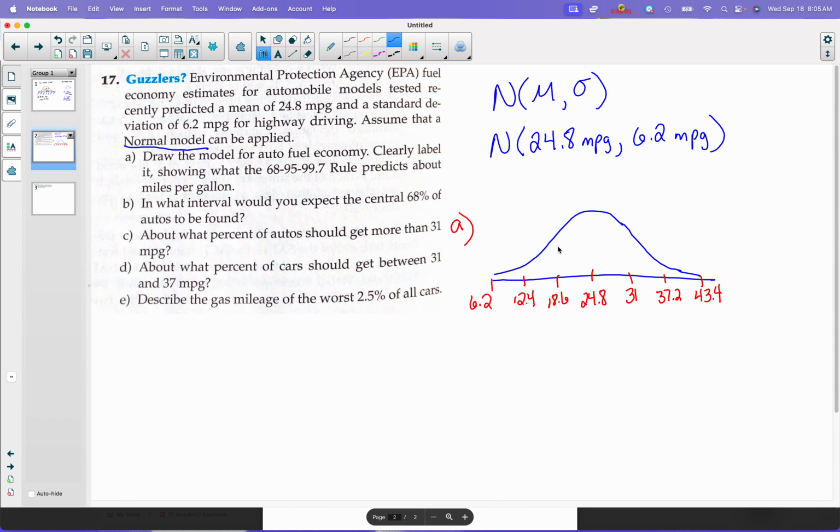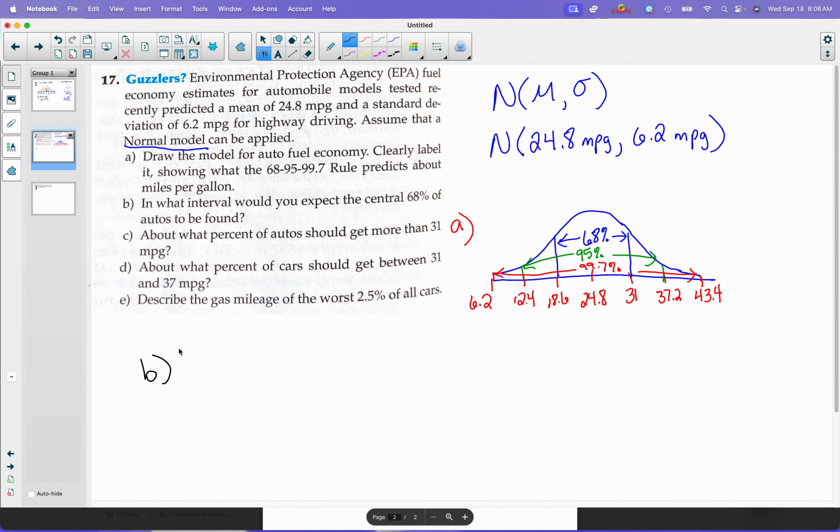So I'm going to say 68% of the cars are going to have a fuel economy between 18.6 and 31 miles per gallon. I can say 95% of the cars are going to have a fuel economy between 12.4 miles per gallon and 37.2 miles per gallon. I mean, that's quite a spread, notice. And then going 3 standard deviations, 99.7% are going to have a fuel economy between 6.2 miles per gallon and 43.4 miles per gallon. So that would be part A.